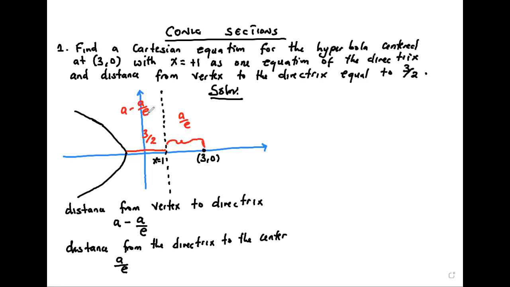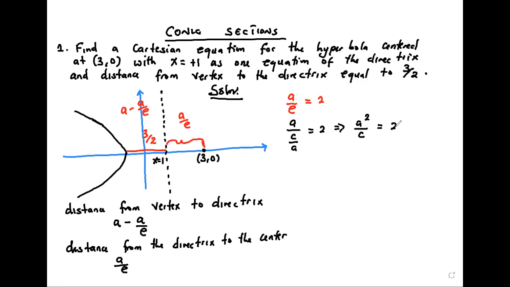Since we have a distance from 3 to 1, we know that's 2. So this means that a over e is equal to 2. But what is e? e is c over a. So this implies that a squared over c is equal to 2.